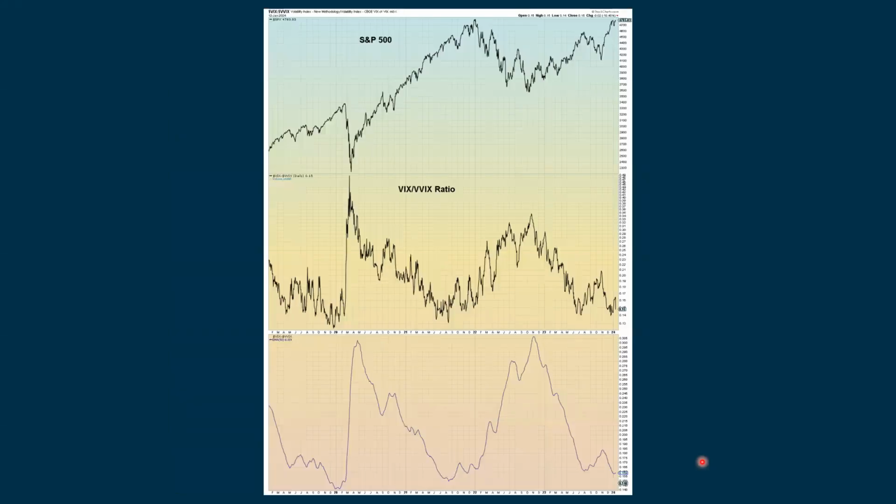Then we look at a ratio between the VIX and then the VVIX. The VVIX is the volatility of the VIX. It's a measurement of the VIX indicator. And we look at a ratio because we can get some insight from this. When this is going down, that means that typically volatility is going down, and that tends to be more positive for the market. Now we're seeing this kind of level out here right now.